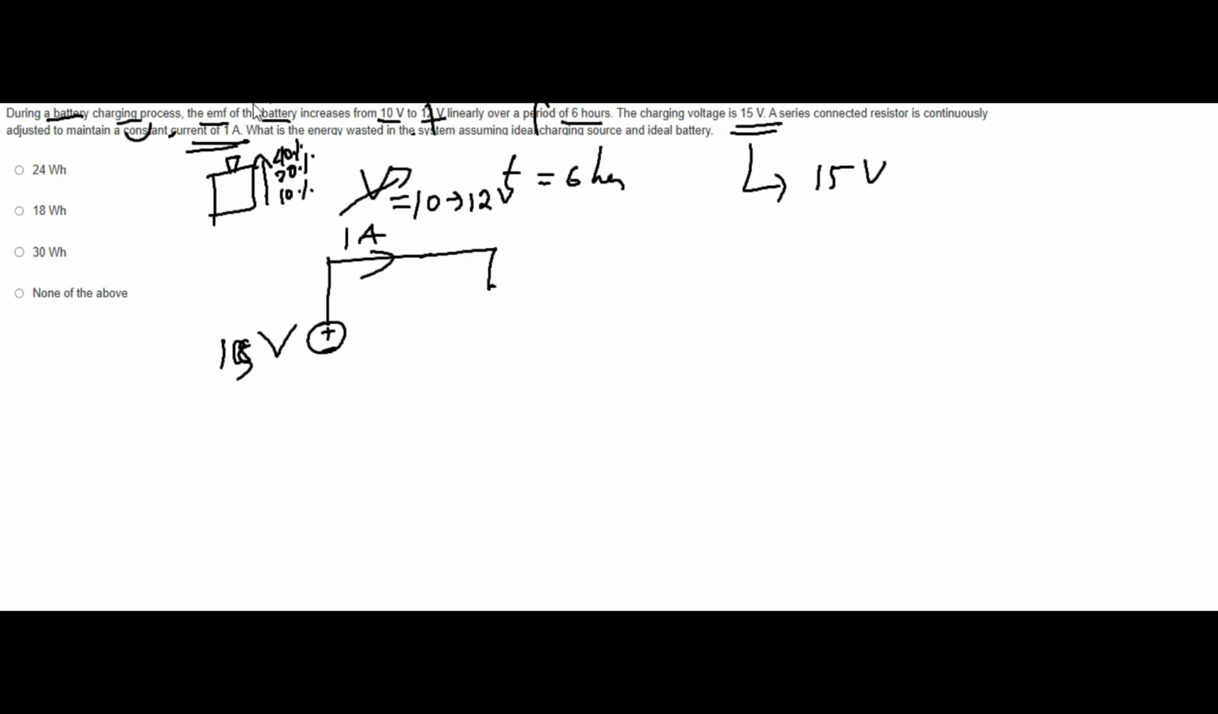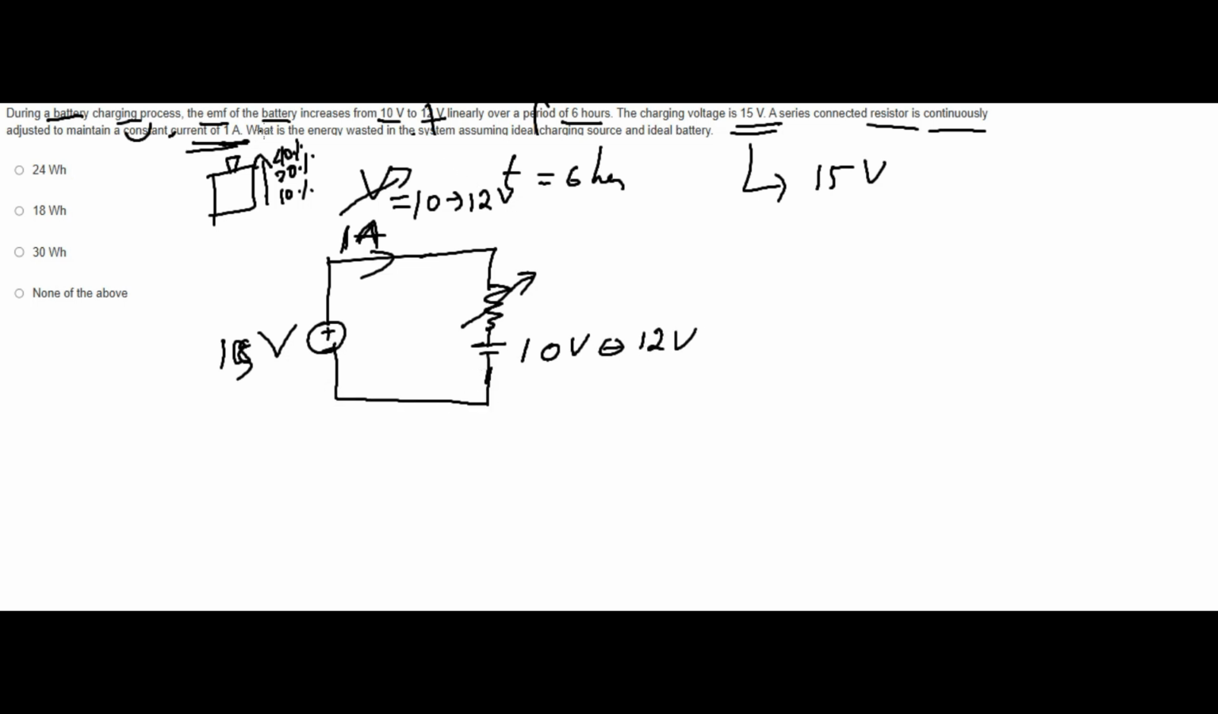Let me just talk in English very clearly. So the resistor is connected continuously to maintain 1 amp. For maintaining this 1 amp current, I am just going to connect a resistor, and the resistor is also not constant because we have the voltage source, which is increasing from 10 volt to 12 volt. Okay, this is the one.